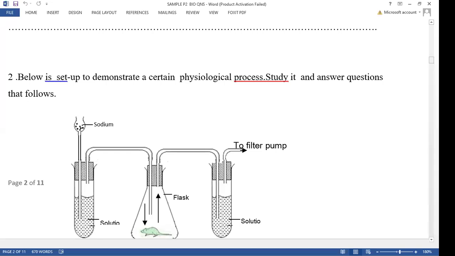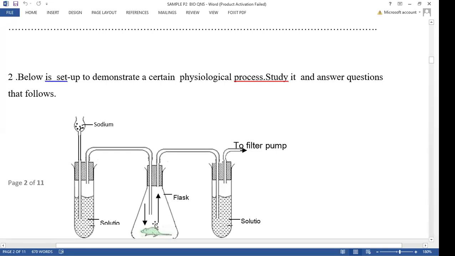Already I've explained to the students here that of these two solutions, one contains sodium hydroxide. It should be sodium hydroxide. The reason we have sodium hydroxide in this first part is to ensure that there is no carbon (IV) oxide passing to this mouse within the conical flask. So it is all eliminated from this first flask.